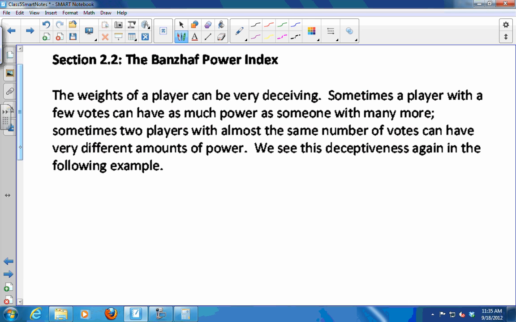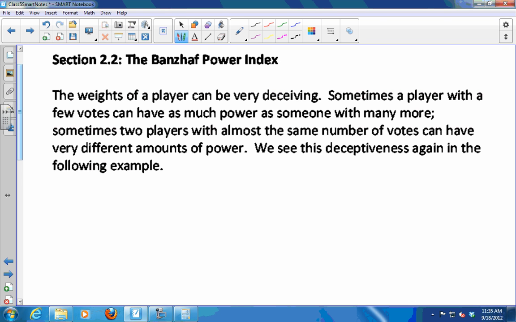Okay, so the first way that we're going to measure power is called the Banzhaf power index. The weights of a player can be deceiving. Sometimes a player with a few votes can have as much power as someone with a lot more votes, and sometimes two players with almost the same number of votes can have very different amounts of power.